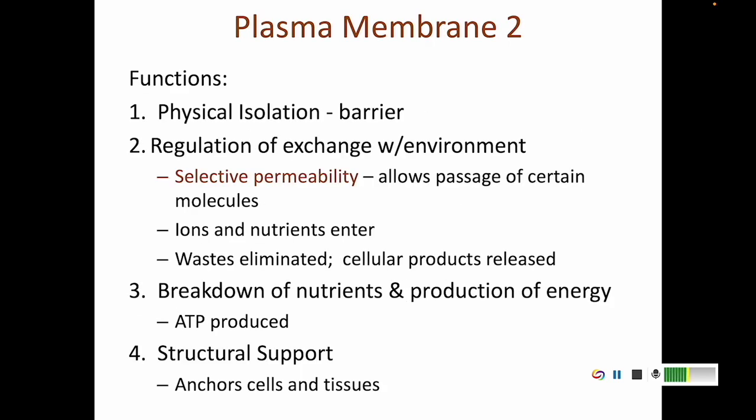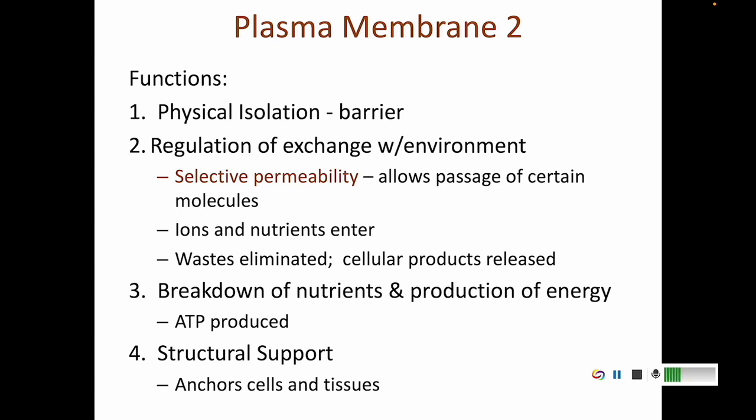The plasma membrane has some specific important functions. One is it's a barrier between what's inside and outside. It just physically isolates so that you can keep the cell's chemicals inside of it, and things that aren't the cell you can keep outside. It controls what comes in and out of the cell. So what membrane pores it has will determine what's able to go in and out. This is called selective permeability.